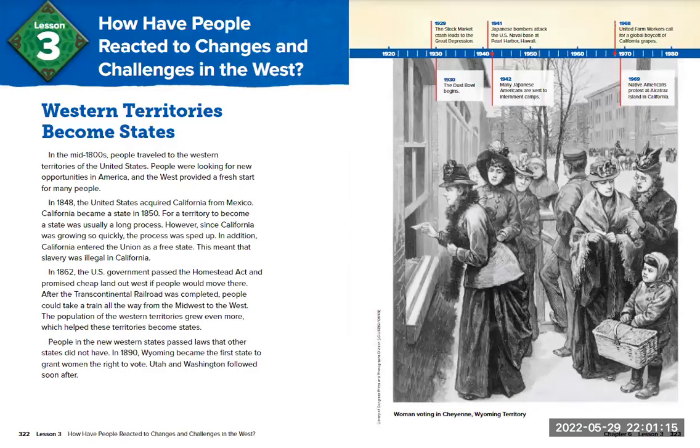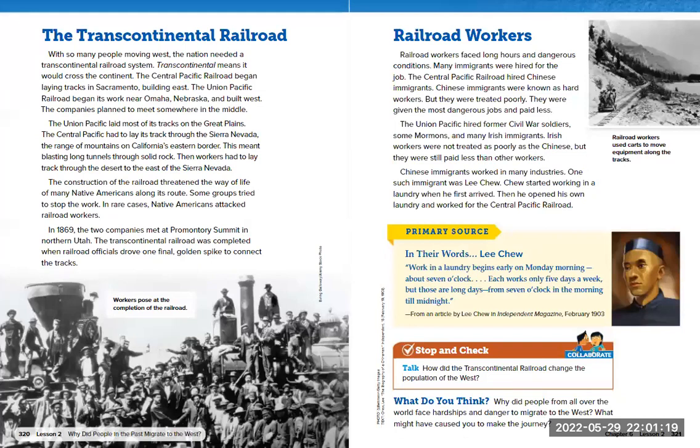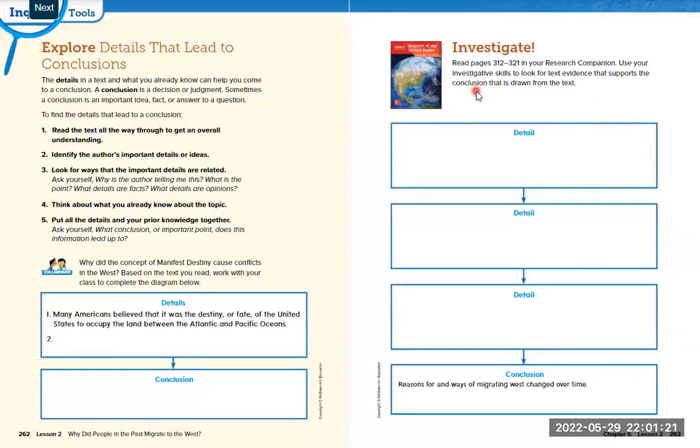And that is the end of lesson 2 in your textbook. Let's go back to your workbook page and try to find 3 details that give reasons for the ways that migrating west changed over time.